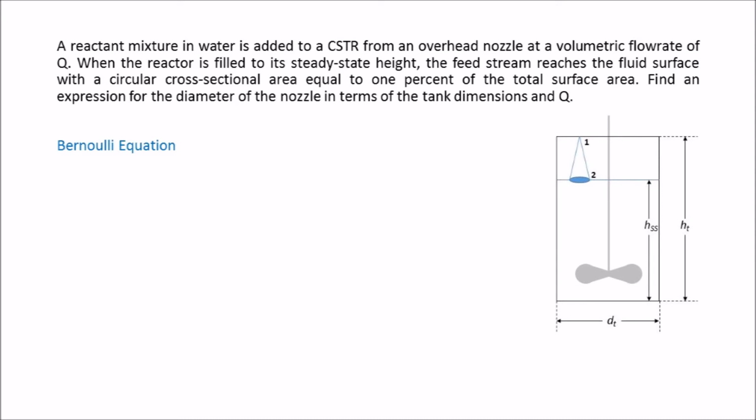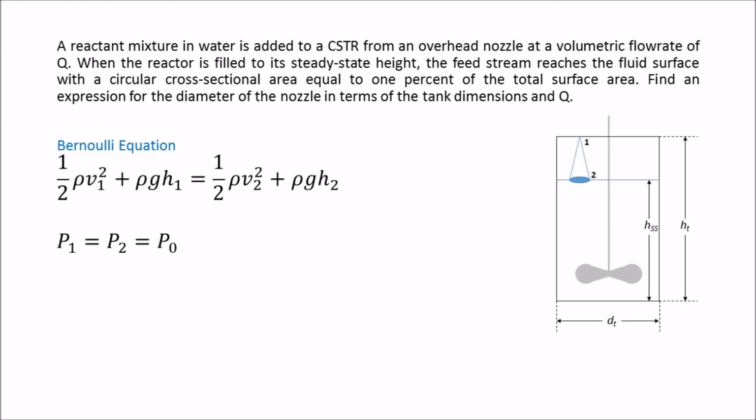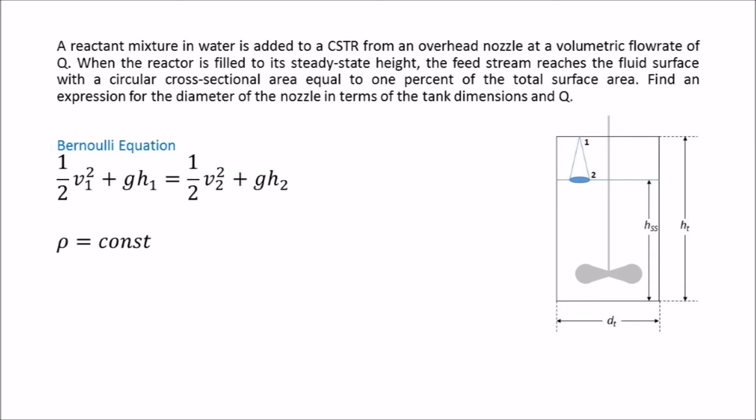And now we can apply the Bernoulli equation to our inlet stream. We start with the general form of the Bernoulli equation between 2 points. Both points are open to the atmosphere, meaning that the pressure at both is equal to atmospheric pressure P0. This allows us to eliminate P1 and P2 from our Bernoulli equation. Since ρ is constant and our pressure terms are now eliminated, we can cancel the density in all of the remaining terms.